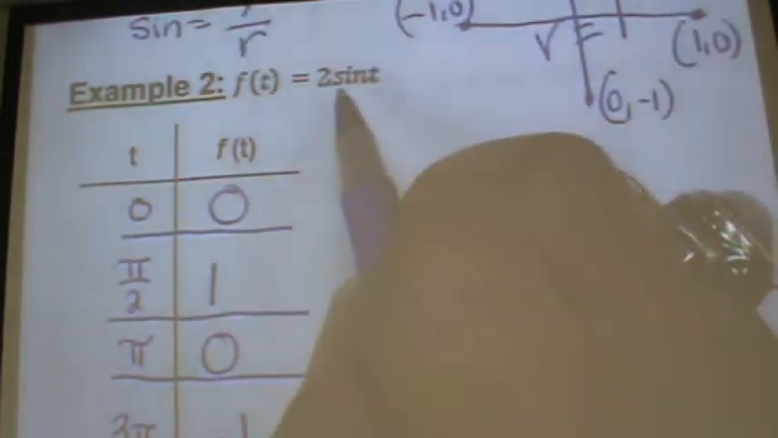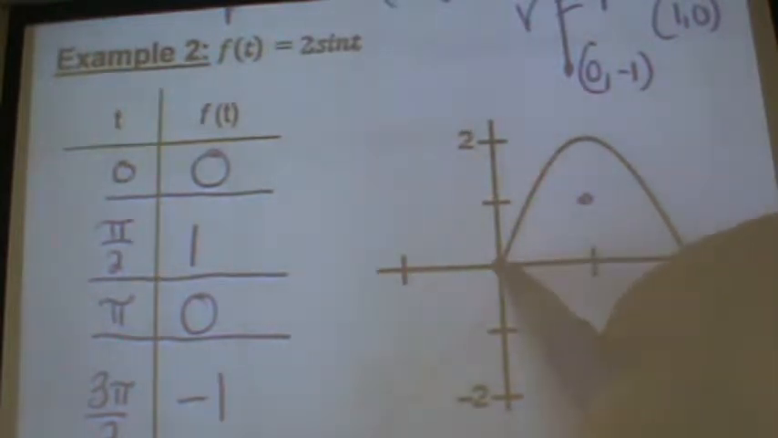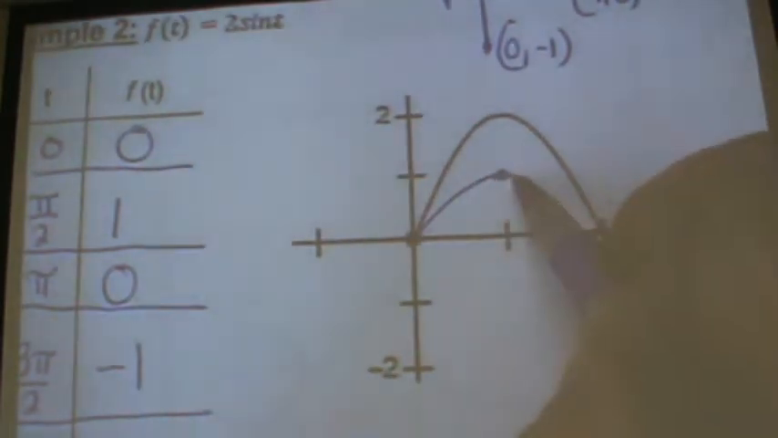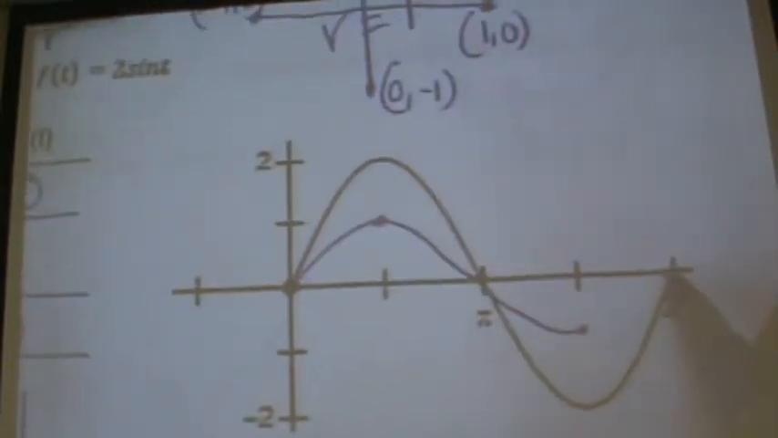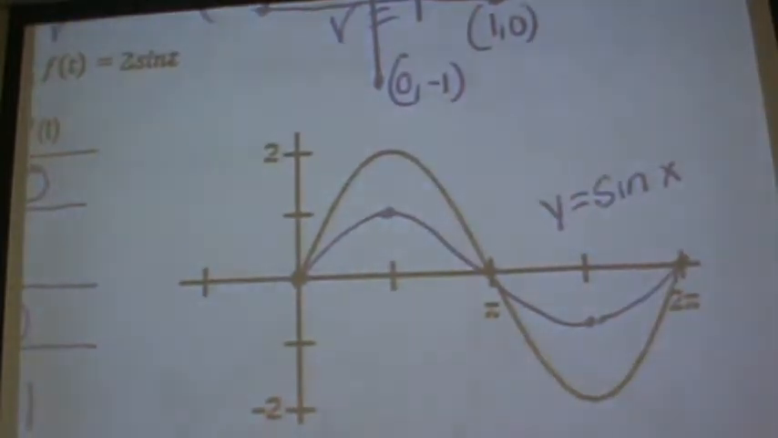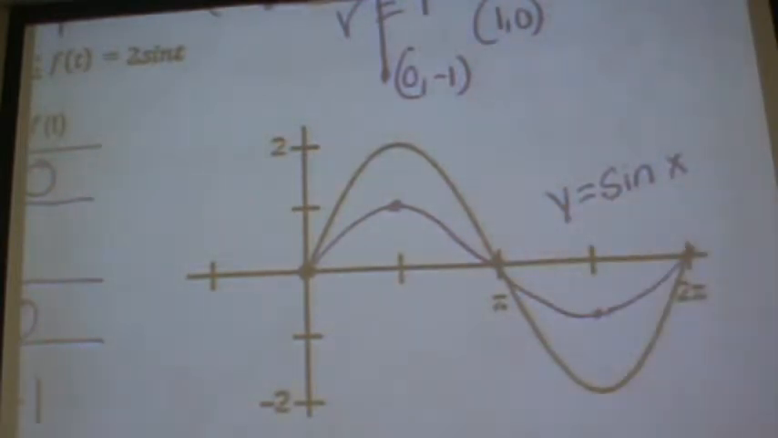So if this were a 1 right here, these would be your points. It'd be 0, 0, pi over 2, 1, pi 0. I'm doing it in my blue pen. 3 pi over 2, -1, and 2 pi 0. So this in blue is the graph y equals sine x, or you could say f of t equals sine of t. You can use t or you can use y and x.